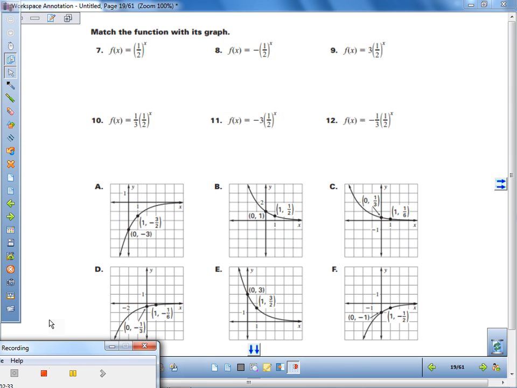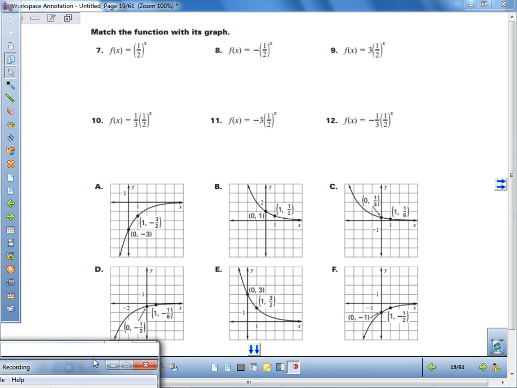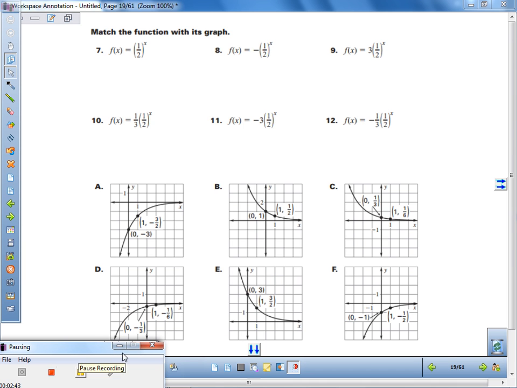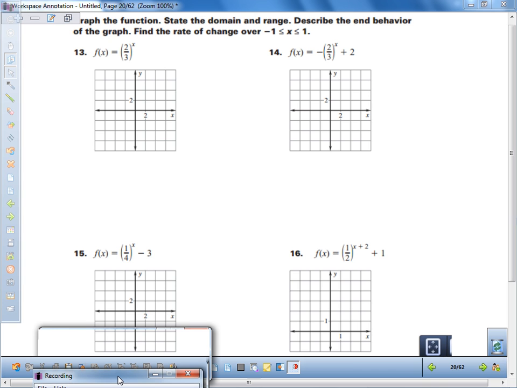Alright, and then for 7 through 12, you're just matching them up to the graph. And you match up the function to the graph. Alright, and then 13 through 16, you're actually graphing the functions. And then I want you to, we'll talk about the end behavior and find the rate of change from -1 to 1.